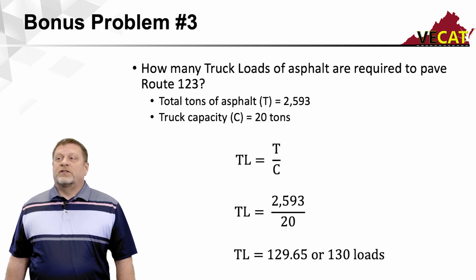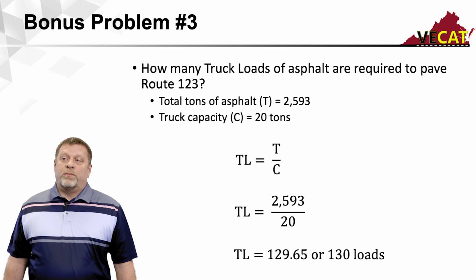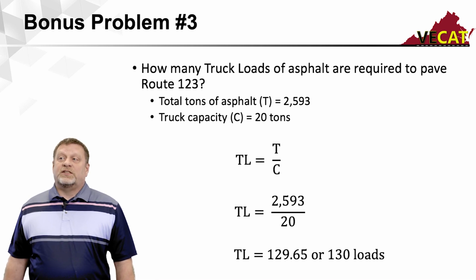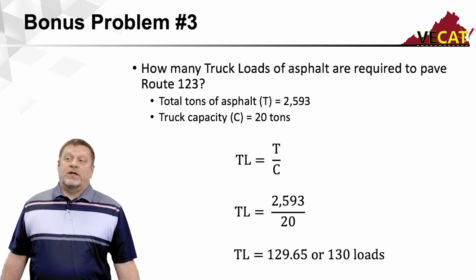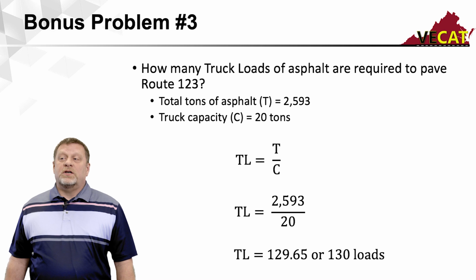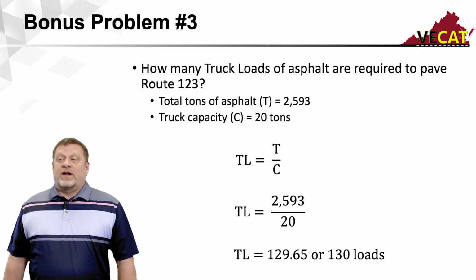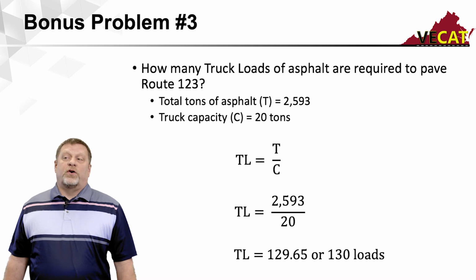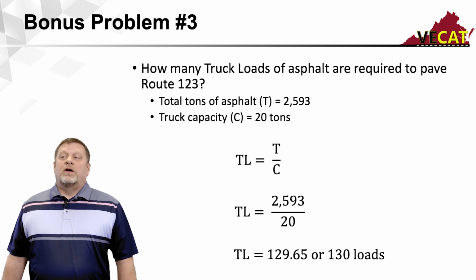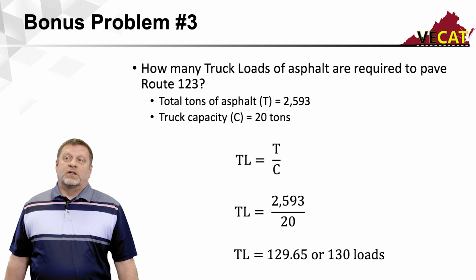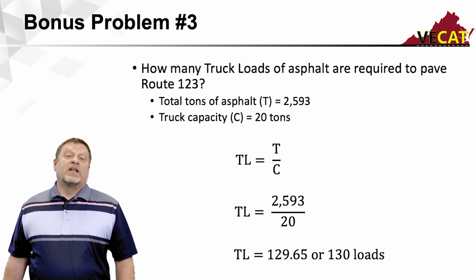Well, first thing I've got to do is use a different formula here for truckloads. T is my tons of asphalt, which we've been given, 2,593, and we know that each truck can hold approximately 20 tons. So doing this calculation tells me that I'll need 130 loads of asphalt, if each load is approximately 20 tons, to deliver enough material to complete this roadway to the project.